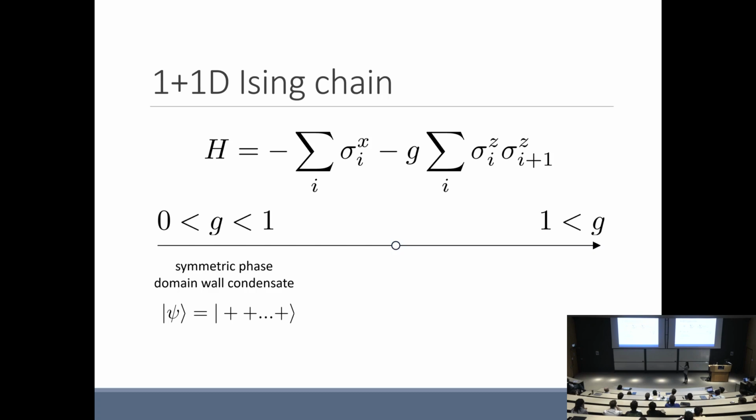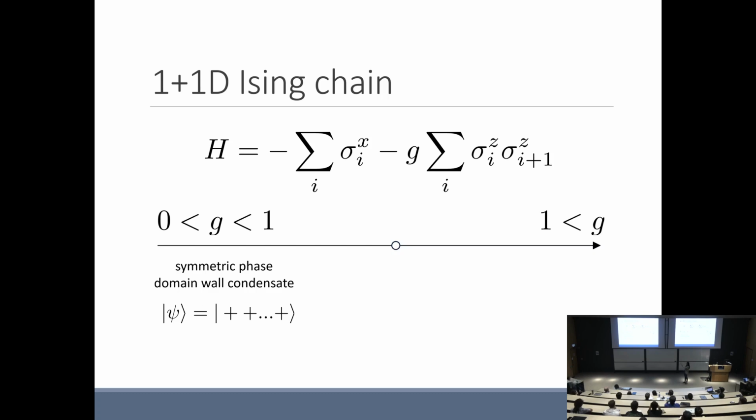Because in the symmetric phase, we see that the wave function is very simple. It's the limit where only the transverse field is present. So the wave function is just a product state of spins pointing in the x direction.